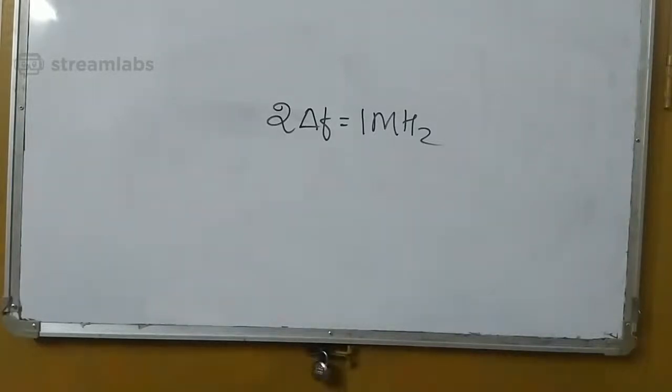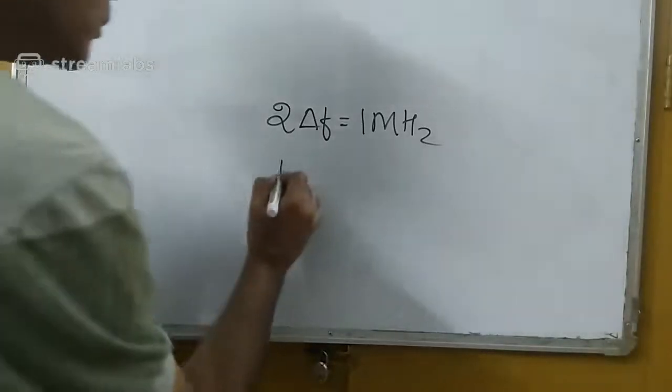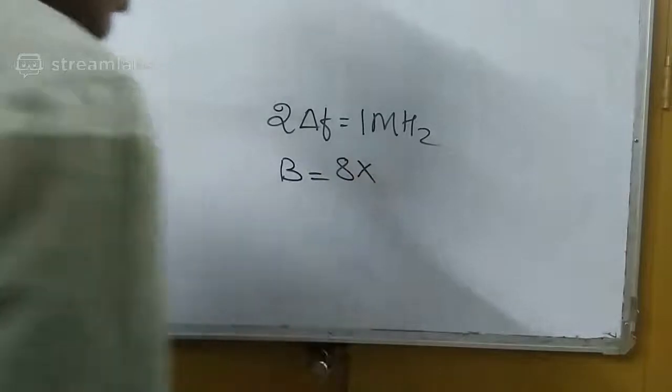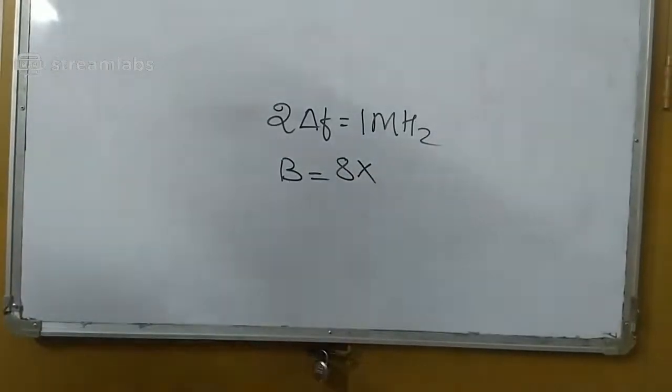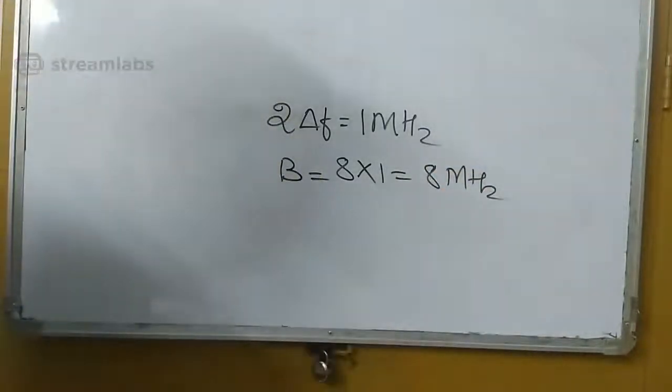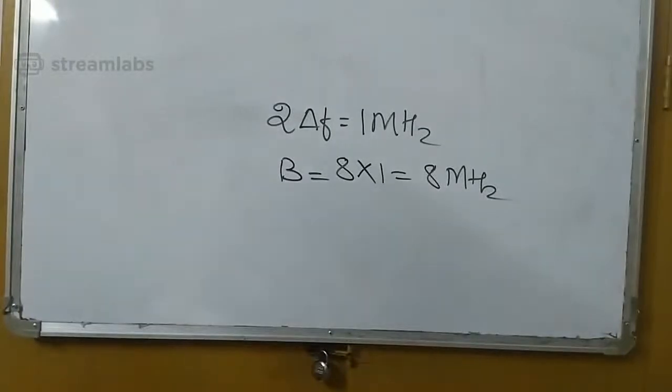Now I will calculate the bandwidth. Bandwidth B is equal to 8, because the number of levels is 8, into 1, which equals 8 megahertz. Bandwidth is 8 megahertz. So this is regarding this example, and all 3 things have been obtained. Now I will talk about one more example. We'll see to it.